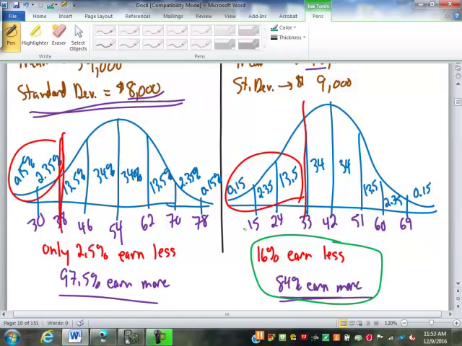Now, it might be kind of depressing saying, well, 84% of the people still earn more than me, but if this is your first job or starting out, your entry level, you have to expect to be a little bit on the lower end. It may have been better to compare to other starting salaries instead of all salaries.